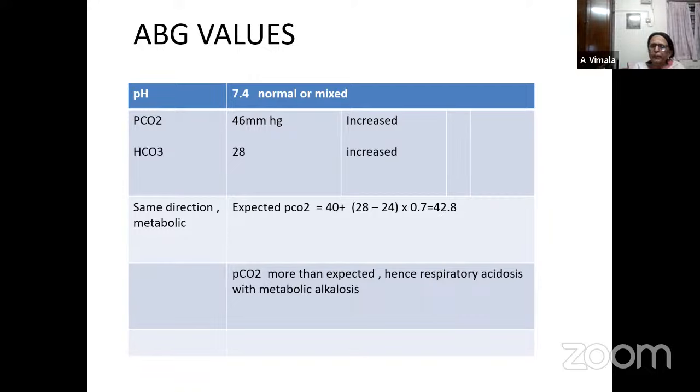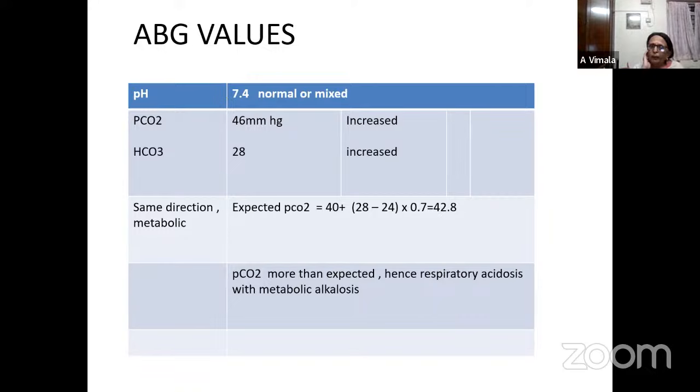Now, what is the expected PCO2 value for this patient? We said for every milliequivalent increase, the PCO2 should increase by 0.7. So the PCO2 should have increased only to 42.8. But the PCO2 of the patient is 46. So what does it indicate? That indicates accumulation of carbon dioxide in addition to what should have been expected for an increase in bicarbonate. So the child has got a respiratory acidosis also.